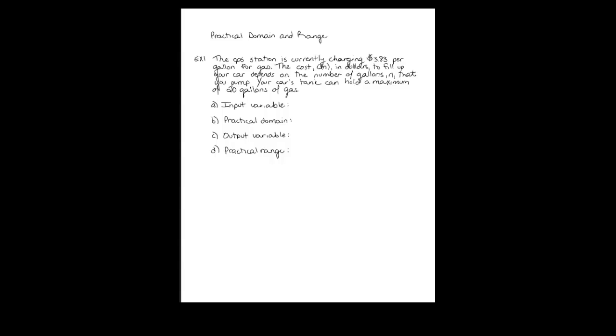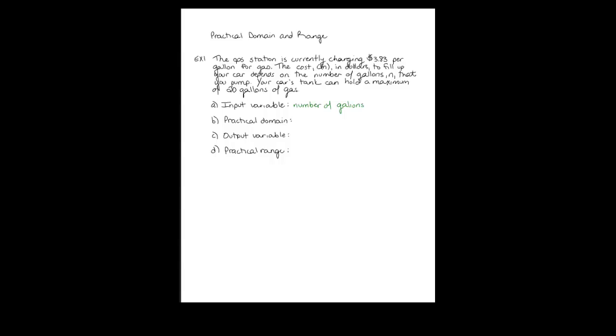Here in example 1, you're at a gas station, currently charging $3.83 per gallon for gas. And the function C of n gives the cost to fill up your car, the cost to pump in gallons of gas. And your car's tank can hold a maximum of 20 gallons of gas. So looking at this problem, in this situation, the input variable is going to be the number of gallons pumped. So I'm just going to write down number of gallons that you pump into your car.